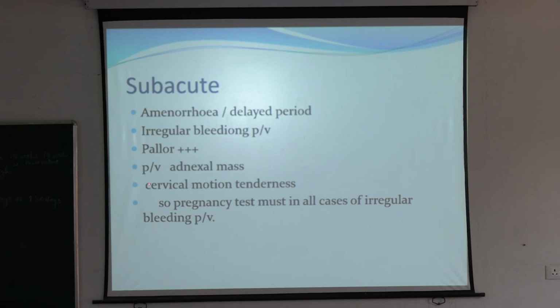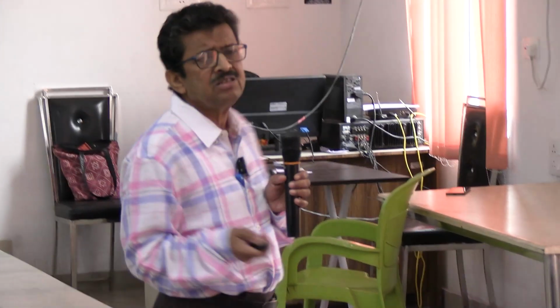The patient is not coming with much hypotension, she is able to move, but she will have some dizziness. Because of the presentation with irregular bleeding PV and amenorrhea, she may not be able to remember the exact date of the period. So a pregnancy test is a must. A pregnancy test is a must in all cases of irregular bleeding PV. Even in gynecological bleeding, irregular bleeding PV may be due to menstrual irregularities, but in all cases we proceed only after exclusion of ectopic pregnancy. So we are always ectopic minded.